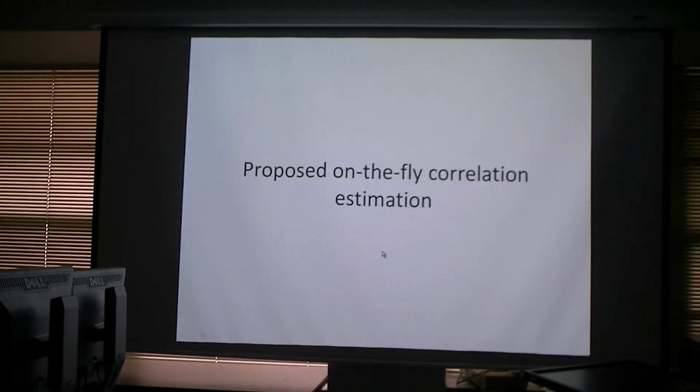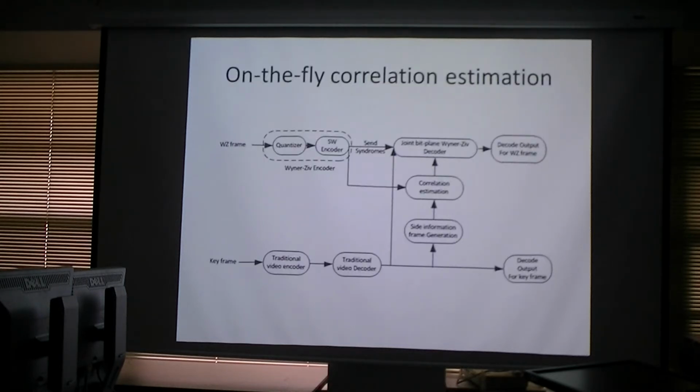So now I will talk about our proposed work on the fly correlation estimation. In our proposed work, we take the syndromes into account in the correlation estimation to improve the accuracy of the correlation parameters. And the syndromes are also used for the 1-0 decoding, so we want to take them into account in the correlation estimation. We will define a module which can perform the 1-0 decoding and correlation estimation simultaneously. And actually, our designed model is based on the factor graph.